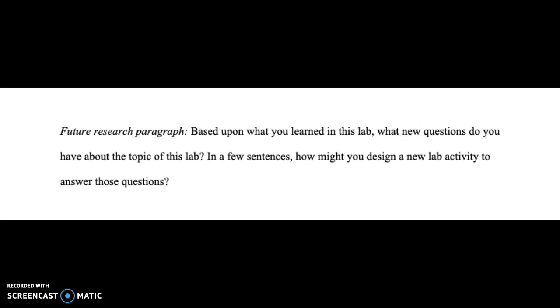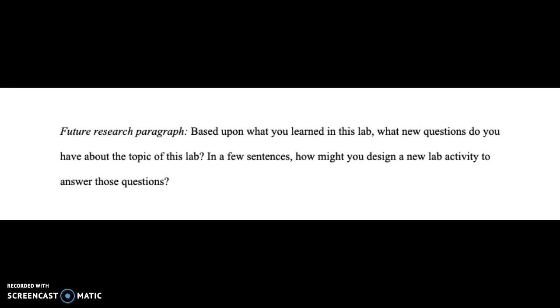Well, you've made it. You're at the final paragraph of the report. Beyond here, it's smooth sailing, just getting those references in. This is the final paragraph of the discussion section, the future research paragraph. And this is the most creatively challenging part of the lab report.